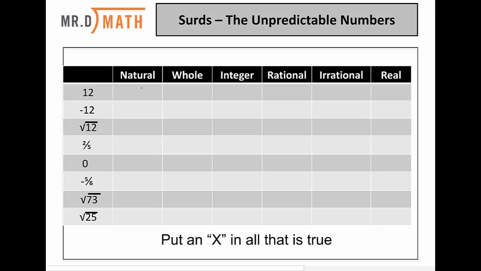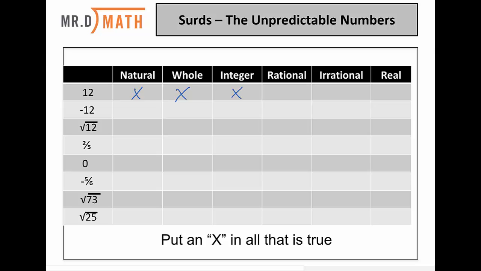So is 12 a natural number? Was it a counting number that starts at 1 or greater? It is. It's a natural number. Is it a whole number? It is, because if it's natural, it's also whole. So we'll put an X there. Is it an integer? It is, because it's a positive or negative counting number or 0, so it works.